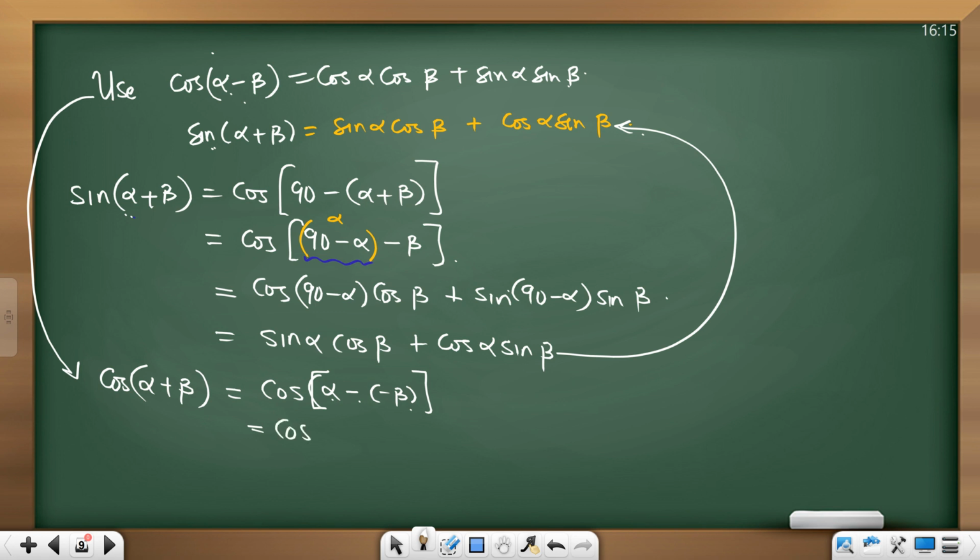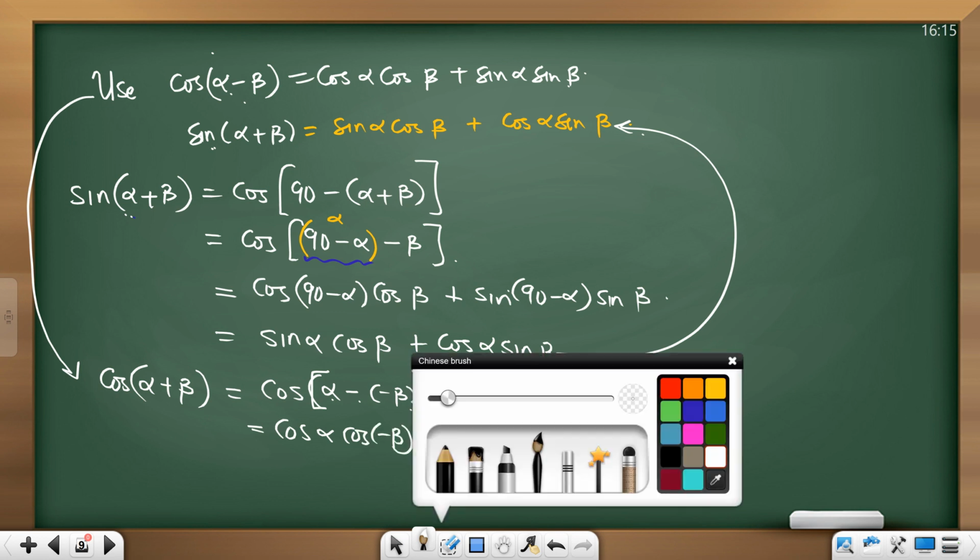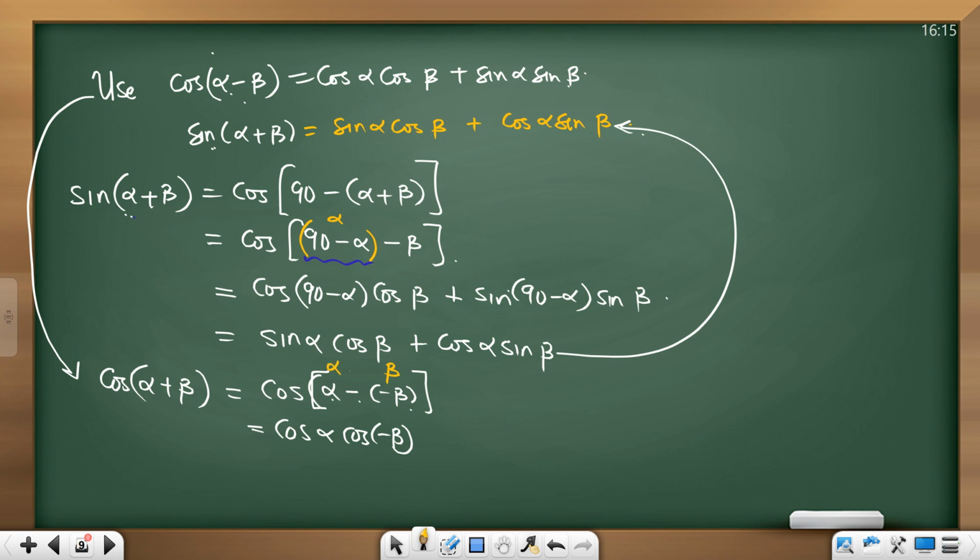Using that, it is cos what? Alpha. Cos what? Negative beta, because that's now my beta. And that's my alpha. What do we have? If I'm using that formula, it is now what? Plus sine alpha. Sine what? Negative. All right. So what do we have? Cos. We know that cos negative beta is the same as what? Cos beta. What is sine negative beta? It's negative. Angle is negative. So negative times positive will give me what? Negative sine alpha sine beta.